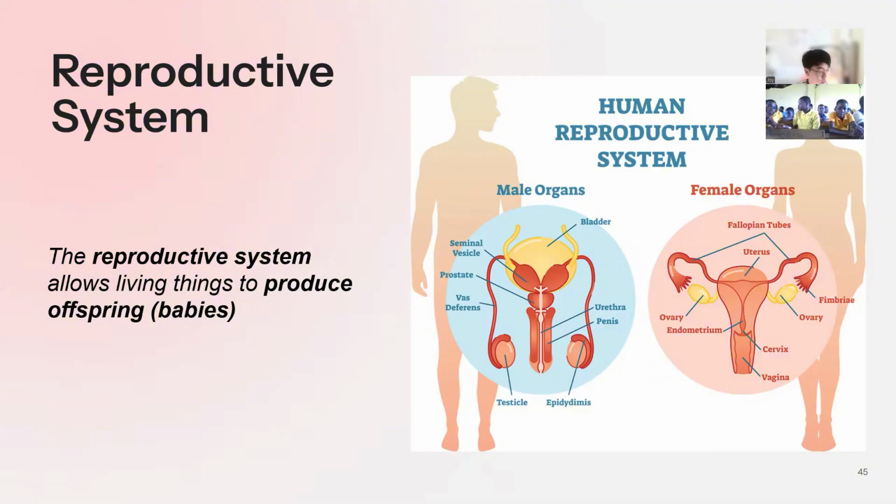So yeah, let's start with the reproductive system. We didn't get to finish this last time. The reproductive system allows living things to produce offspring or babies. And male and female both have different kinds of reproductive system.